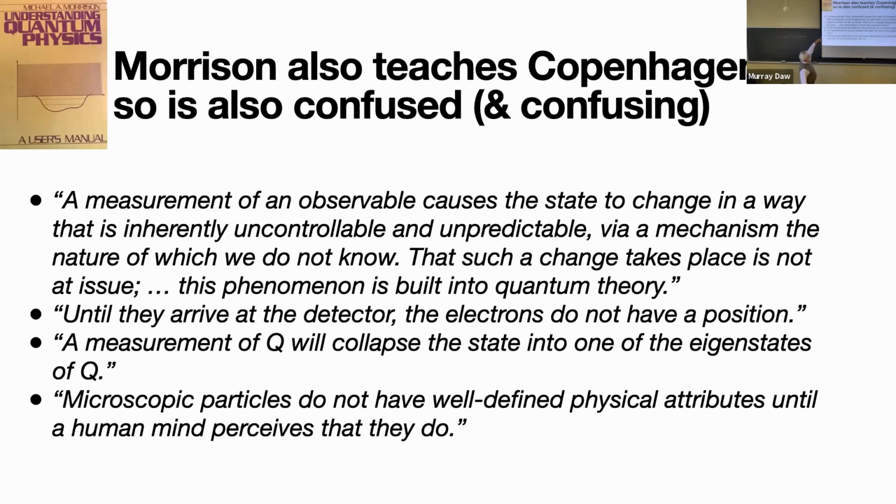In fact, I'm going to talk about a problem that comes from this. But then there are other statements in total. The electron arrives at the detector, doesn't have a position. A measurement of some observable will collapse the state into one of the eigenstates of the operator. Microscopic particles don't have well-defined physical attributes until a human mind perceives that they do. This is really strange stuff, right? It's very unlike anything else in physics.